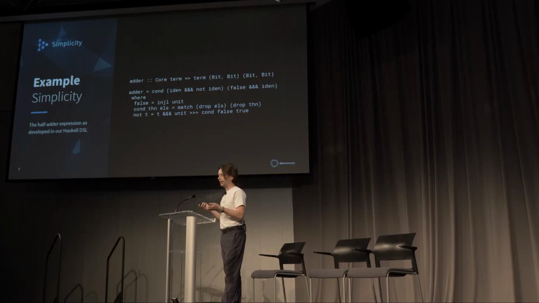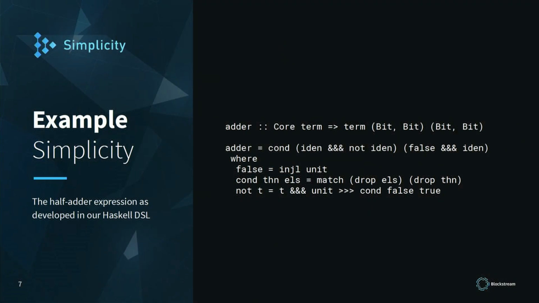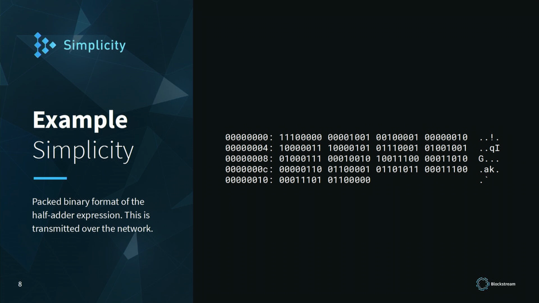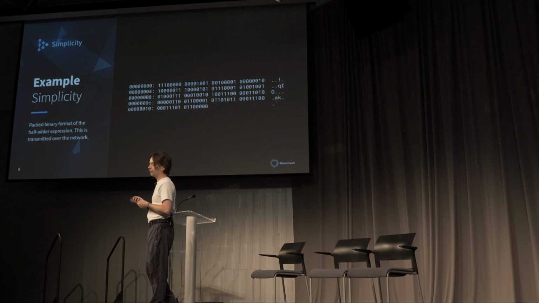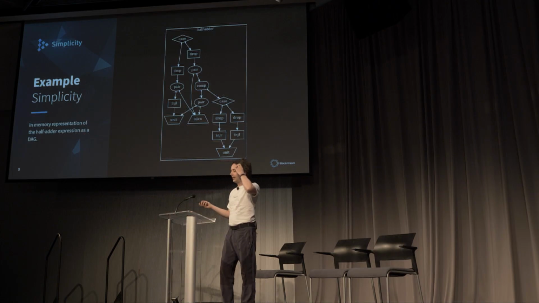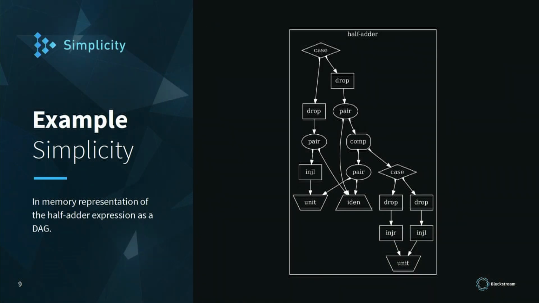In Haskell, you can write it sort of this way. This is the sort of domain-specific language I use to generate simplicity expressions. But it gets compiled down to a concise binary format. This is something you would transport over the network for your simplicity program. And when your node receives a simplicity program over the network, it reconstructs an internal memory representation of that simplicity expression as a DAG. And we can see some of the sharing that's going on here, right?